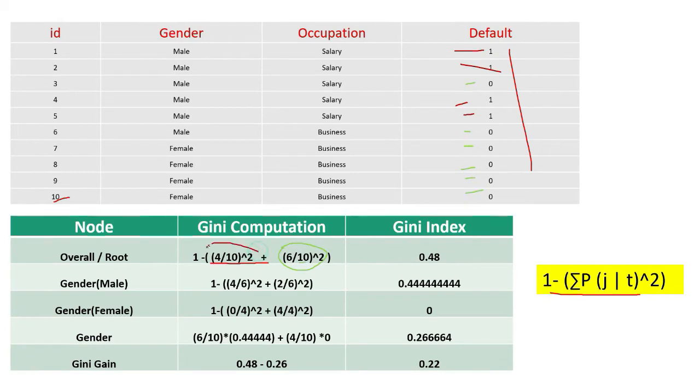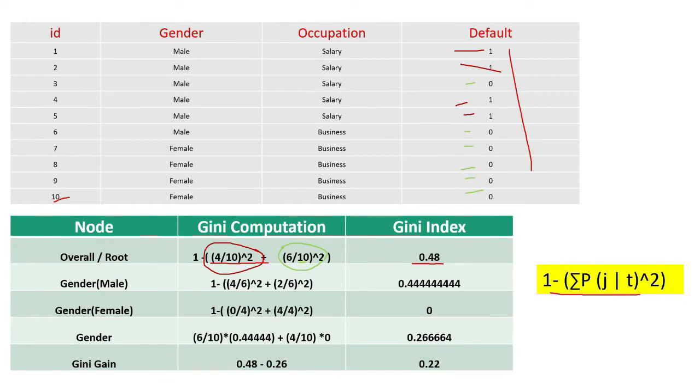These here are my defaulters, and basically I have taken a square of both of these, and then I have just subtracted it from 1. And when you do that, you will see that we have got a Gini index of 0.48 at my root level. Okay, so that is my root level, that is my overall Gini. Now the decision tree calculates the Gini of all the variables, and then it decides how to split a tree.